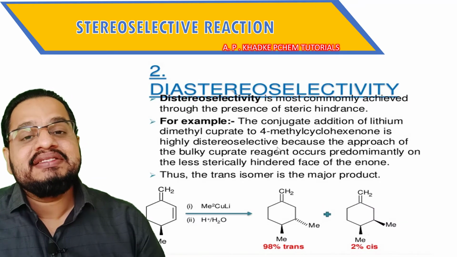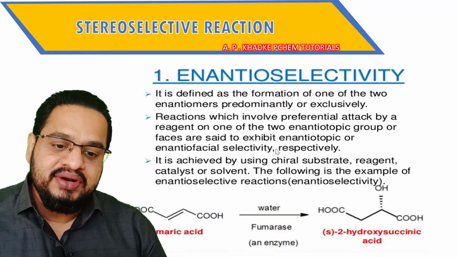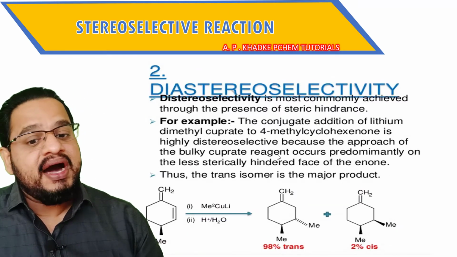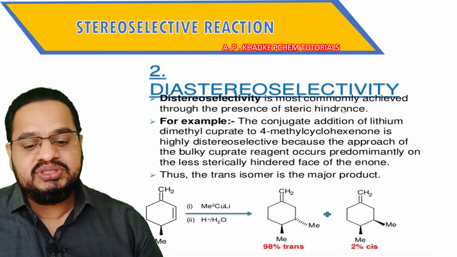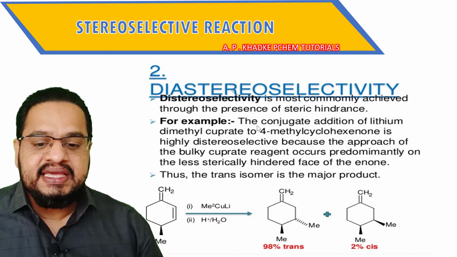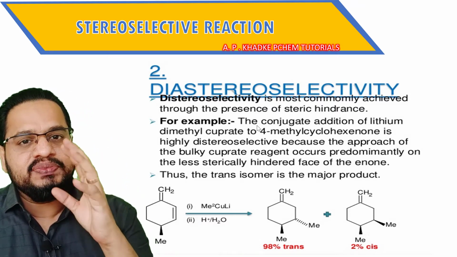Understand? So that is a selective enantiomer. So that we call it enantioselective. However, in the case of diastereoselectivity, you see in this case, this is because of the steric hindrance.